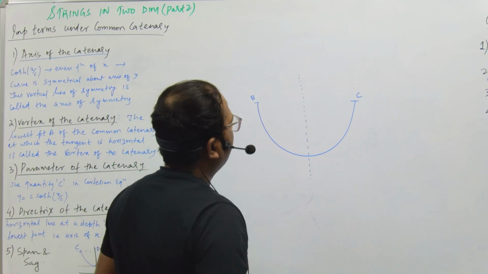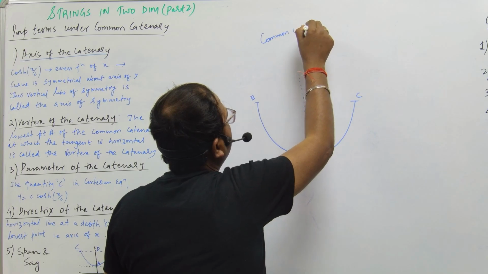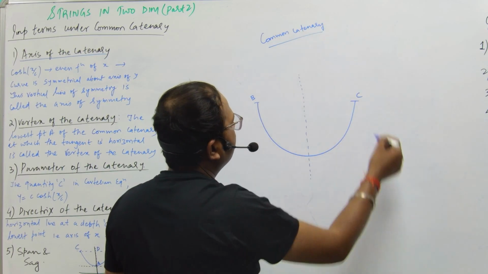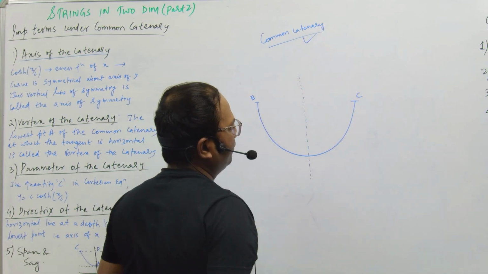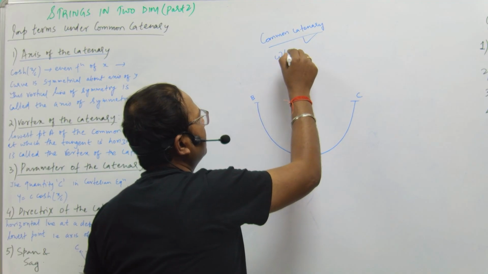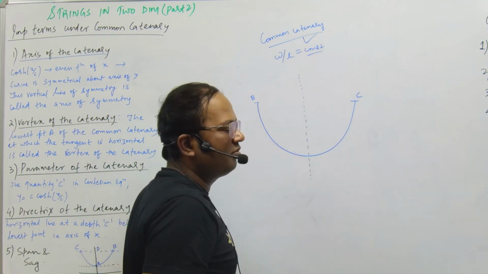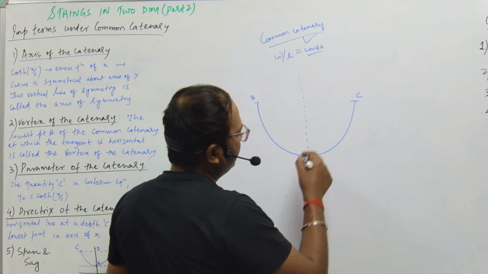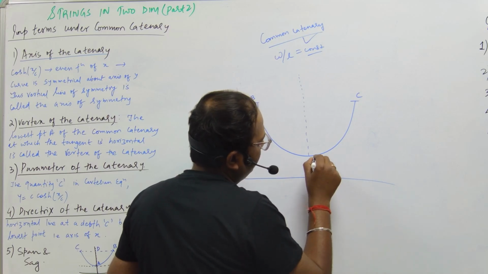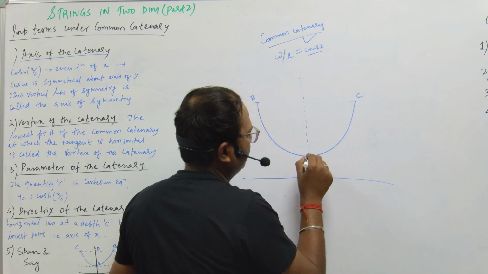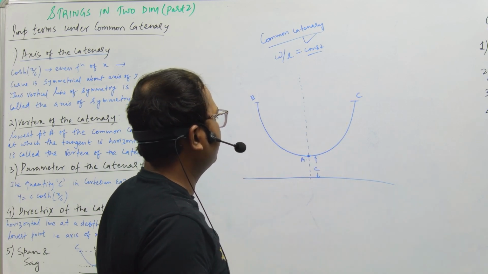Why are we using the term common catenary? The curve generated by this string is a catenary, and if the weight per unit length of this catenary is constant, then we say that this catenary is a common catenary. Also we have seen that the directrix is at a distance of c from this lowest point. This point is the lowest point, that is A. So this is the basic structure of the catenary.